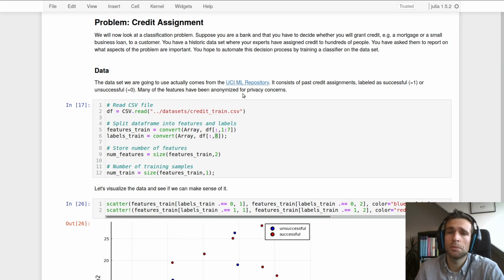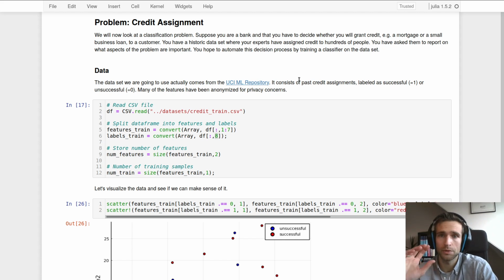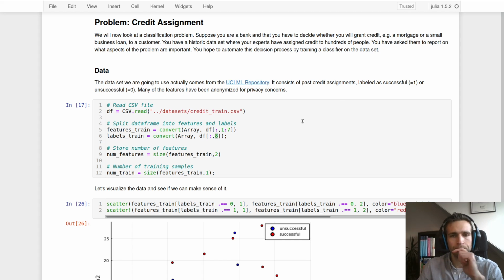This data set actually comes from the UCI machine learning repository, same as the regression section. So it consists of past credit assignments labeled as successful, which is 1, or unsuccessful, which is 0. And that's also what we want to predict. For new customers, are we going to give them credit or not? Many of these features have been anonymized for privacy concerns, so we only have numbers. We don't know anything about the specific customers here.